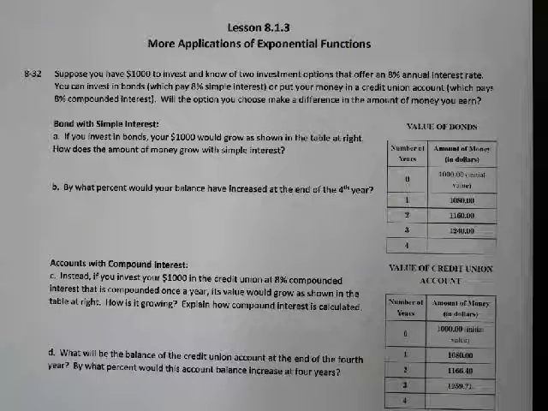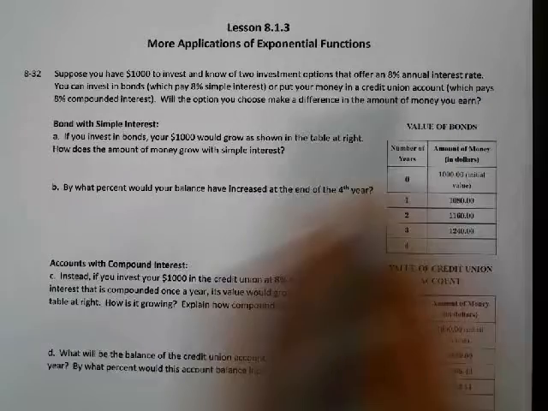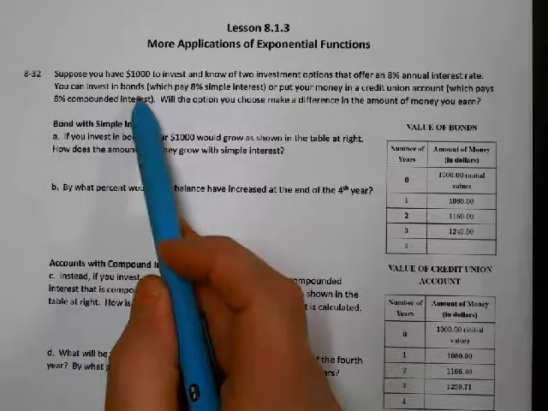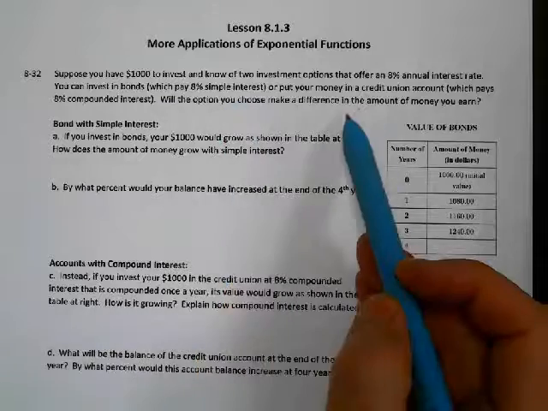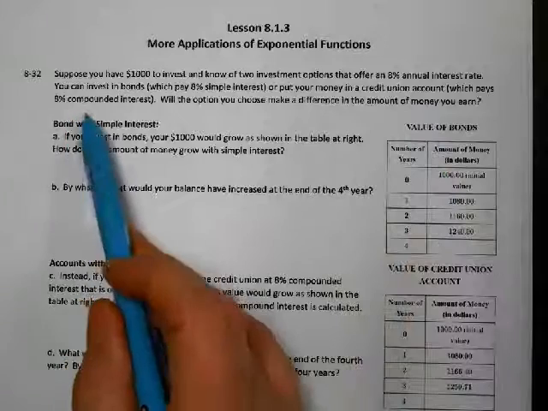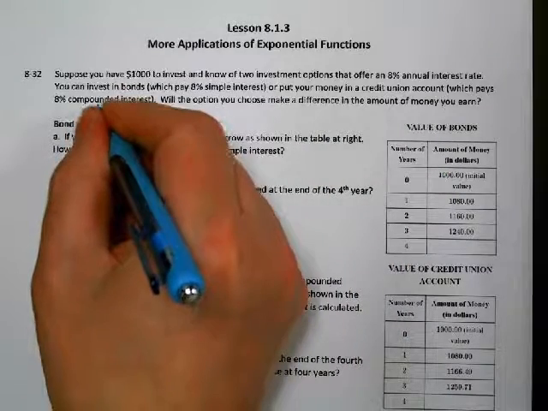All right, so let's say that you've got $1,000 and you want to invest it, and you've got two investment options. Both of them are going to give you an 8% annual interest rate. So that means they're both going to pay you 8%. Option one, you're going to invest in bonds and they'll pay you 8% simple interest. Or you can put your money in a credit union account, which pays you 8% compounded interest, compounded annually.